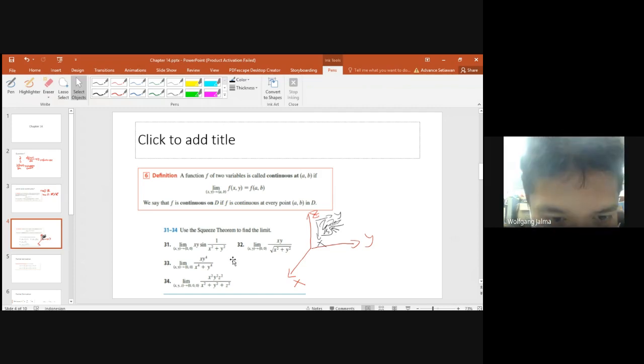So basically, we try to solve number 31 and 34. So please do it and tell me if you finish the problem. Thank you.